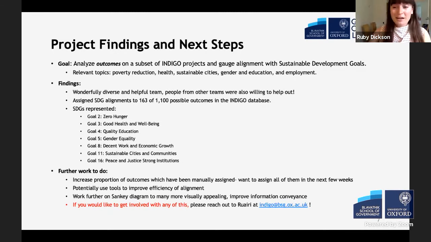Also, if anyone has any ideas about tools we can use to improve efficiency with those things, or is familiar with any visualization tools that might help us make it more visually appealing, we would really appreciate that as well. So if anyone's interested in helping out with that, please get in touch. And that's it.